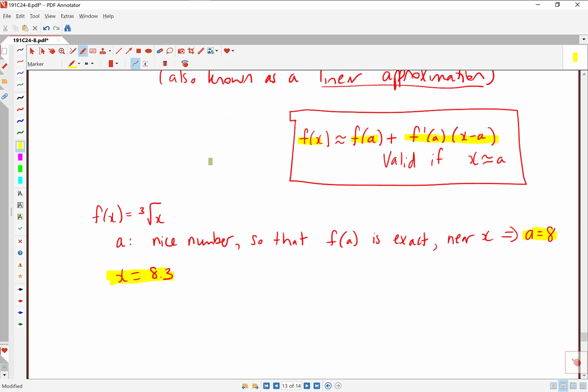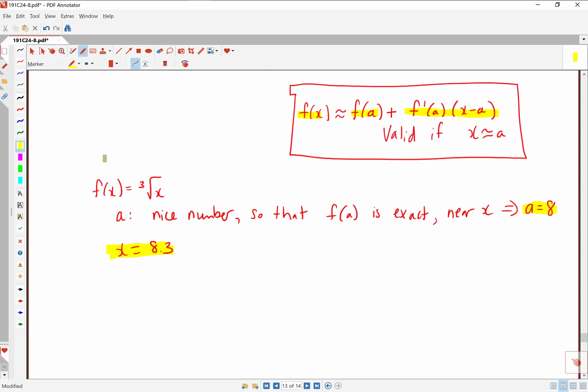So in order to continue with our linearization, we need to find f of a and f prime of a. Let's say f of a is what we get when we take our cube root function and plug our nice number a, which is 8, into that. Okay, so that's going to give us 2. Then we need f prime of a.